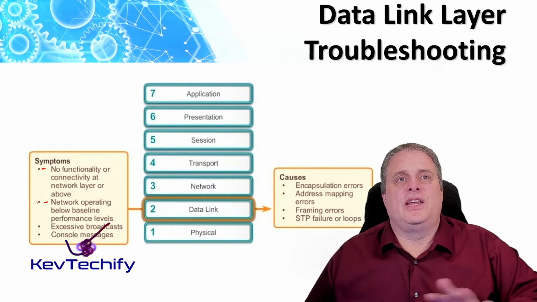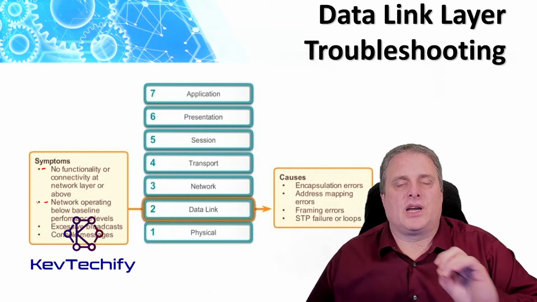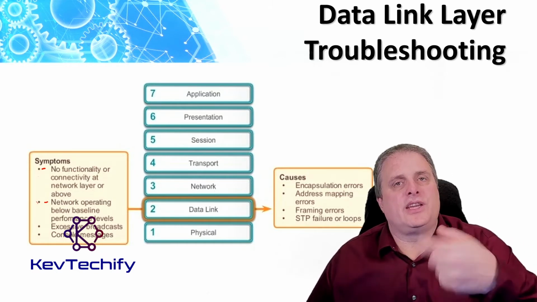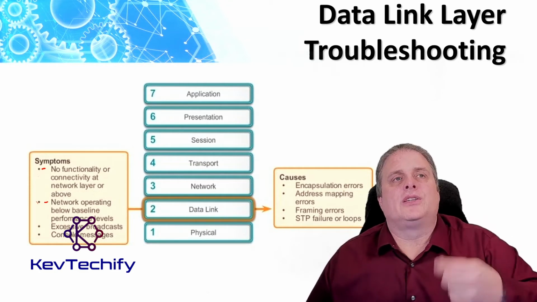An extended or continuous ping can help reveal if the frames are being dropped. So you do an extended ping where it doesn't stop at 4 or 5 pings, but it continues to go on. You can see if your pings are dropping.